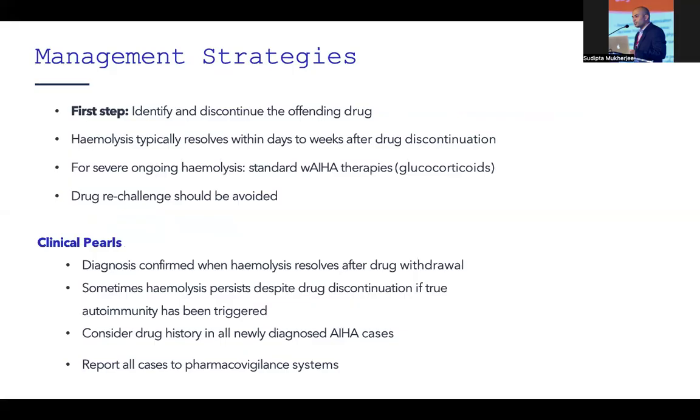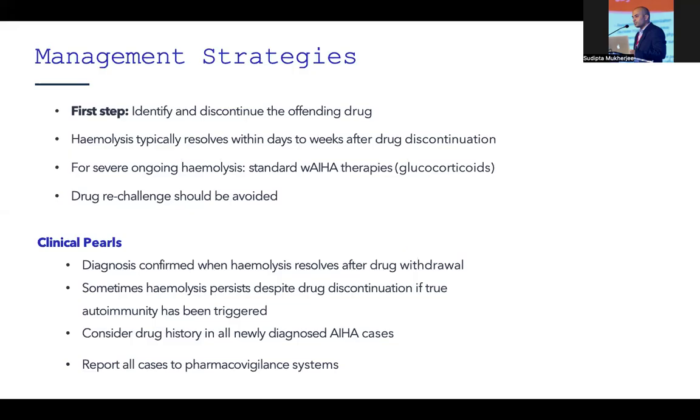So what are the management strategies? First step, identify and discontinue the offending drug. Hemolysis typically resolves within days to weeks after drug discontinuation, but for severe cases with ongoing hemolysis, standard treatment like the warm variety needs to be done, like a glucocorticoid. An important point is that drug rechallenge should be avoided, should not be considered. And the diagnosis is confirmed when hemolysis resolves after the drug withdrawal.